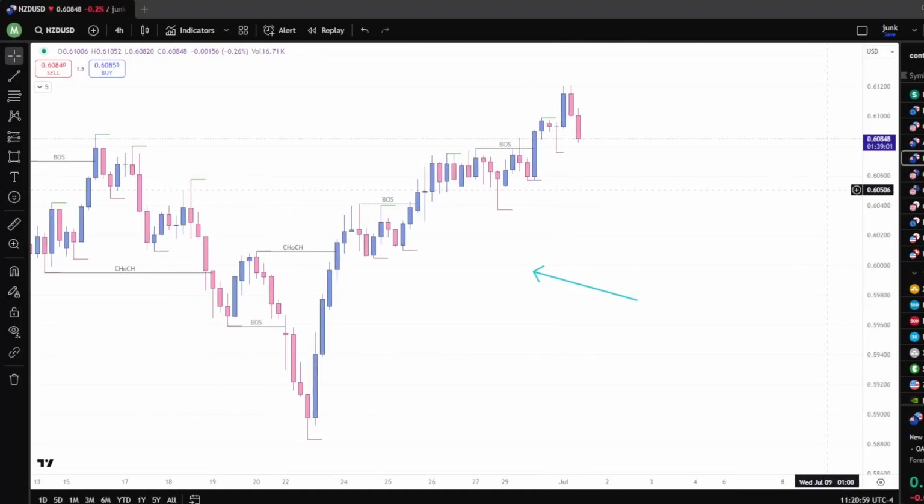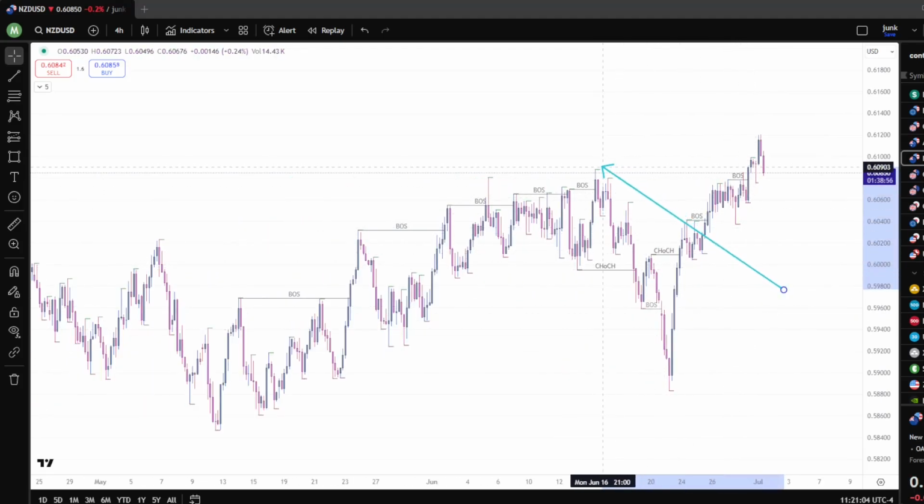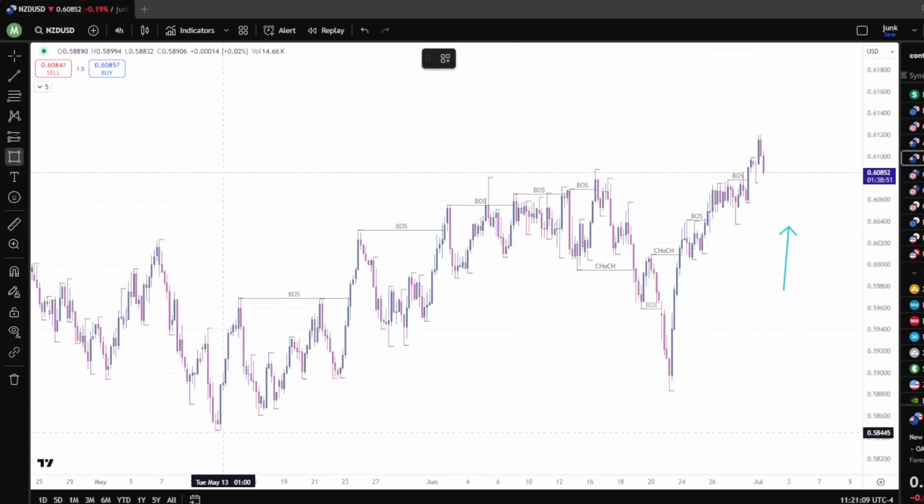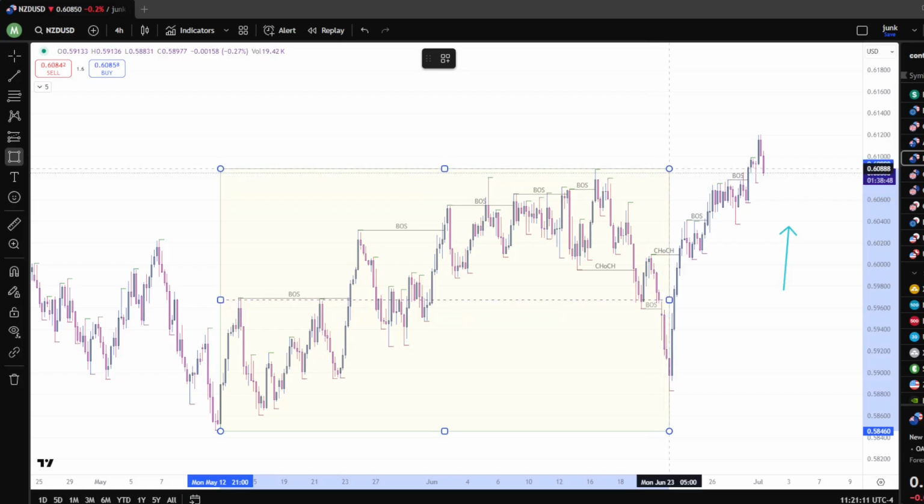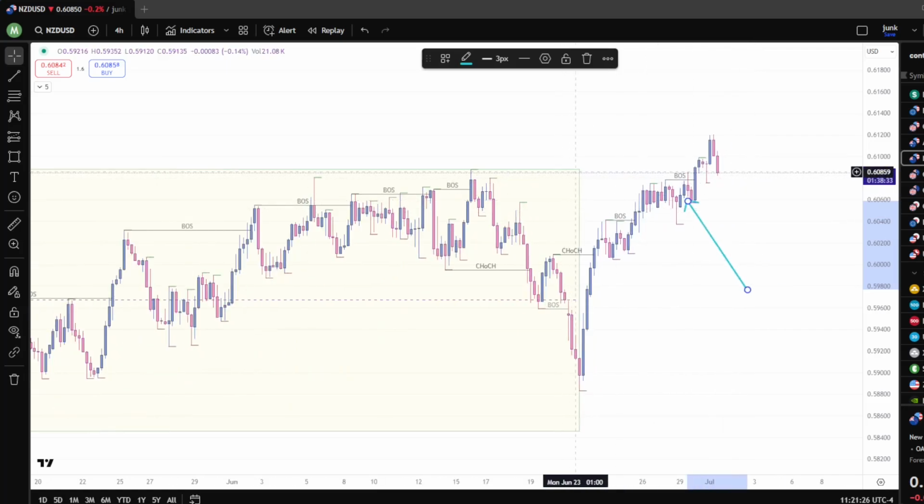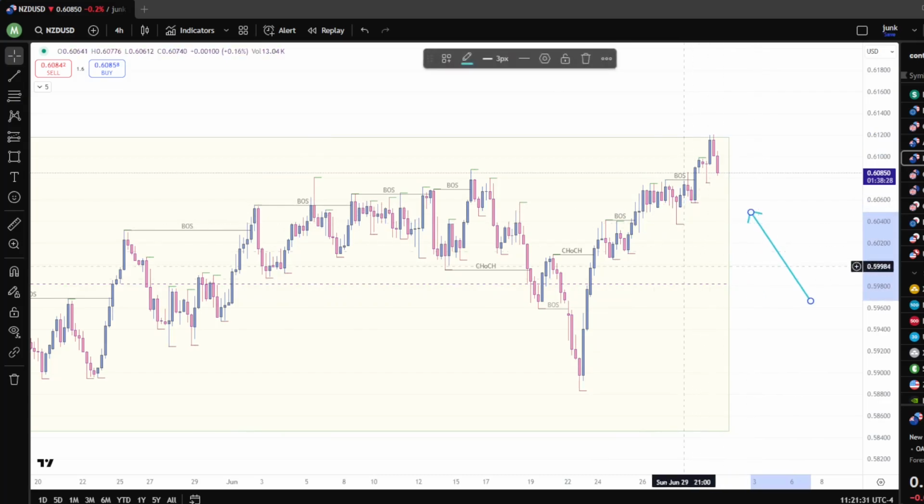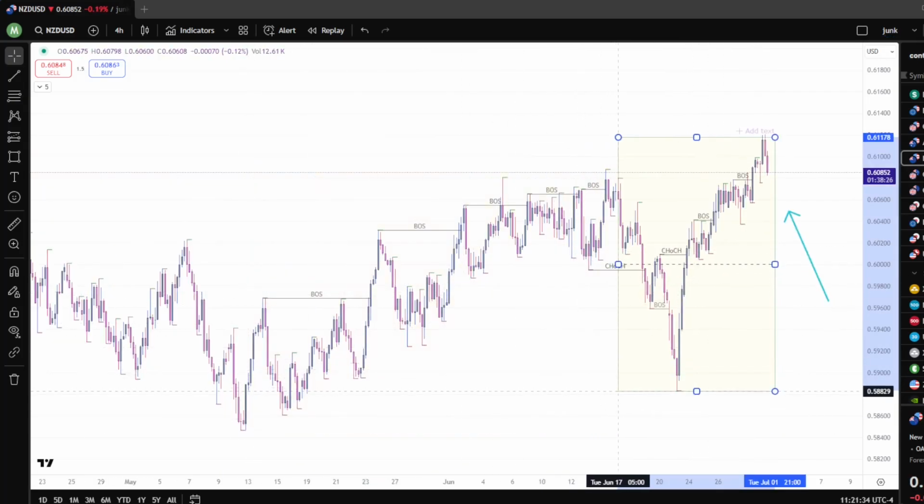NZD USD. Going to map out the current range. Now, this previously had not taken out the highs of this overall range, so this is what the range looked like yesterday. Let's map that out. So that is what the range looked like yesterday, due to this not breaking out the highs, unlike AUD USD did. This was stalling a little bit. It was consolidating right here, but now, as you can see, overnight, this would be the new structure. The highs were taken out. It's the new range formed for NZD USD.